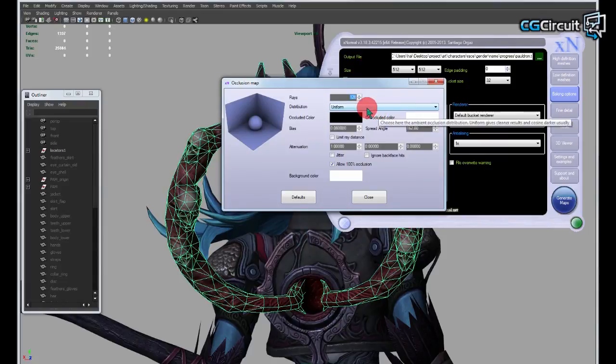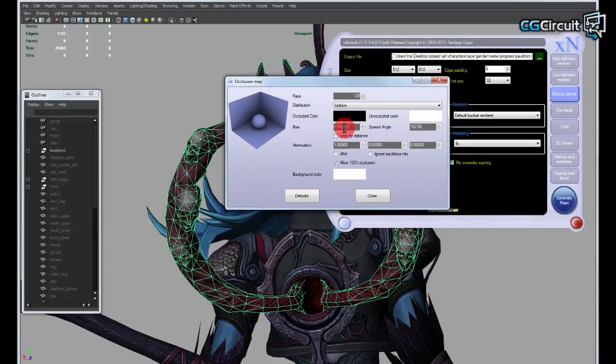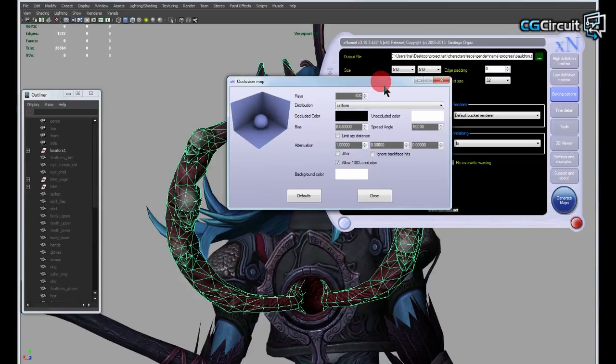For rays, general quality, I stick with uniform for the distribution. The other options are cosine and cosine SQ, which I assume means cosine squared maybe. But I stick to uniform because I want as much spread in the shadowing as possible. I know that's not what everyone wants, but in my case, that's what I'm looking for. I'll just increase these rays to something quite a bit higher for a smoother result.